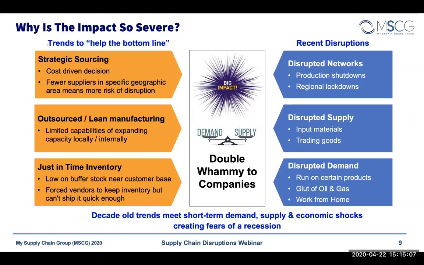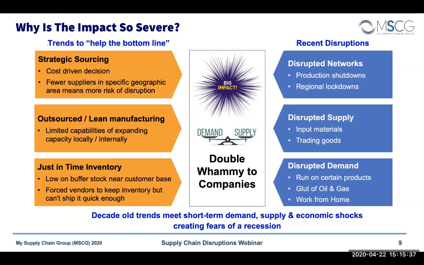Now, these long-term trends are meeting the 3 new disruptions that we are experiencing. The disrupted networks mean that there are significant production shutdowns. There are regional lockdowns. People can't even get to work. Even if they can get to work, they may not have enough other facilities, raw materials available, for example, and that's leading us into a disrupted supply situation where we can't have enough of the input materials or enough of the trading materials available in the customer regions.